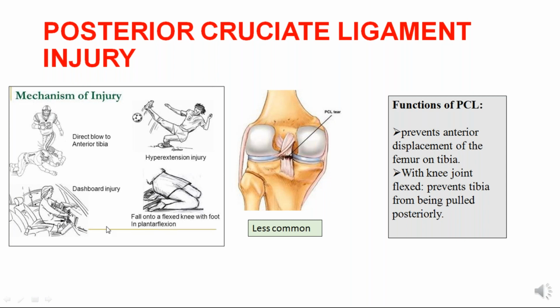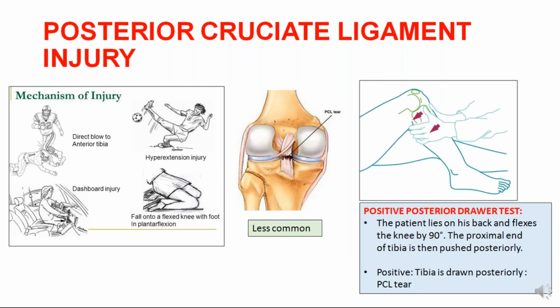Now, the confirmatory test for posterior cruciate ligament injury is the posterior drawer test. In the posterior drawer test, again, the patient lies on his back and the knee is flexed to 90 degrees, similar to the anterior drawer test. But here, the force which is applied on the proximal part of the tibia is in the posterior direction. So the proximal end of the tibia is pushed posteriorly.